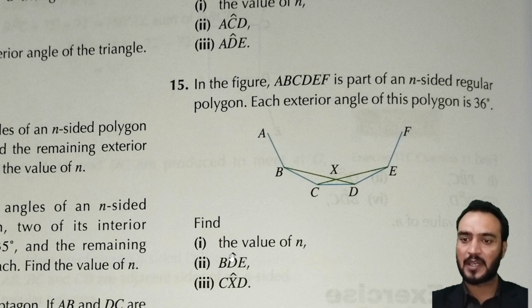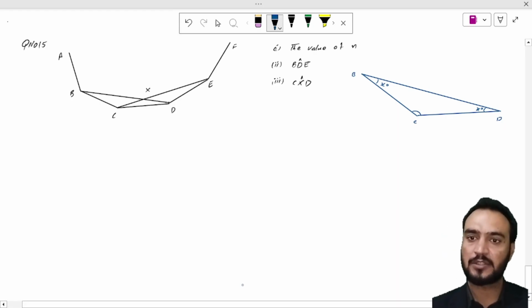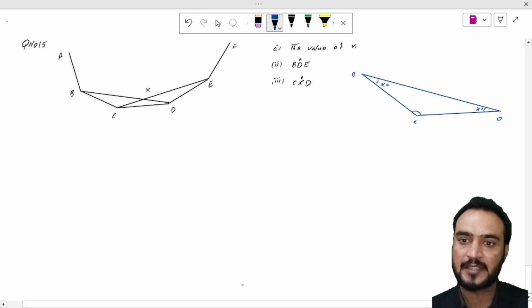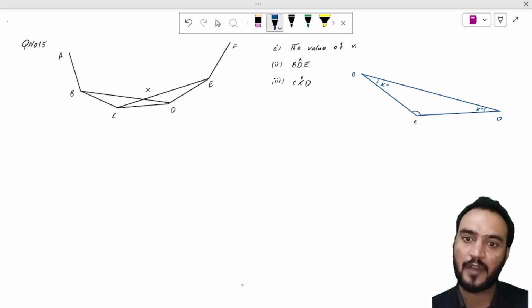But in this question, we have to find the value of n and these two angles BDE and CXD. So let us solve this question. So this is question number 15. ABCDEF is the part of a regular polygon, and first we have to find the value of n, as we know that the sum of exterior angles is always equal to 360 degrees.